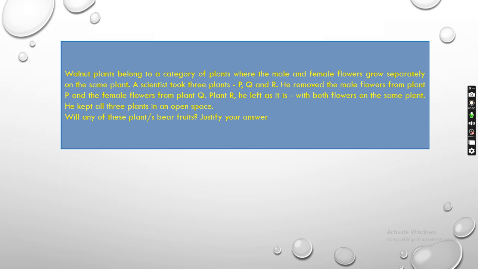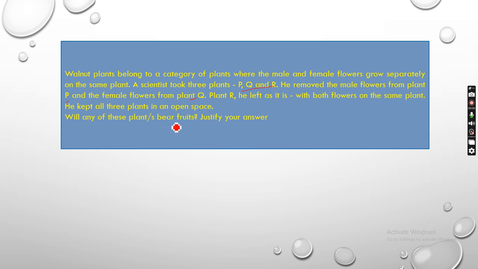Next one, walnut plants belong to a category of plants where the male and female flowers grow separately on the same plant. Okay, so walnut plants have male and female flowers that are separate but on the same plant. A scientist took three plants P, Q, and R. He removed the male flowers from plant P and female flowers from Q. Plant R he left as it is, that is both male and female flowers are there on the same plant. Okay, so three plants he has taken. In plant P the male flowers are removed, in plant Q the female flowers are removed, and in plant R both are there. He kept all three in an open space.